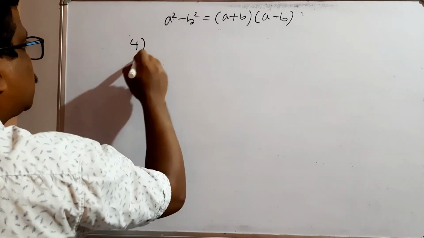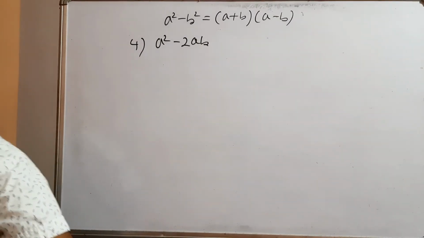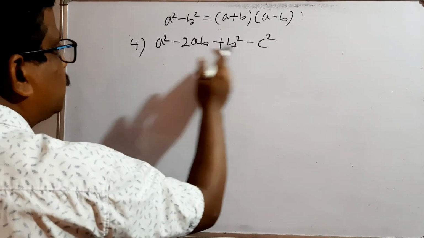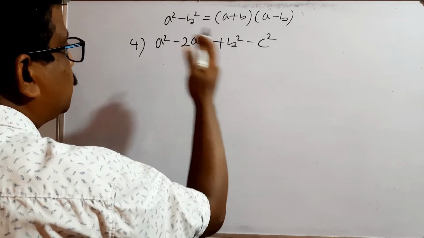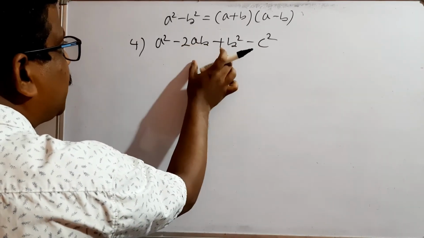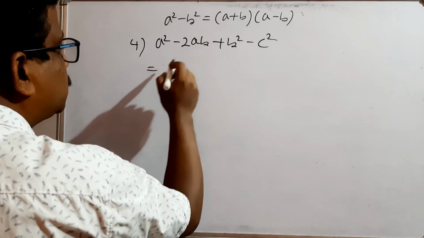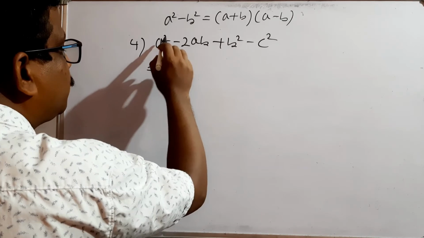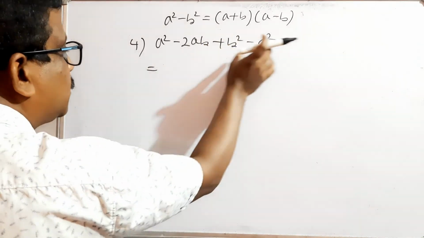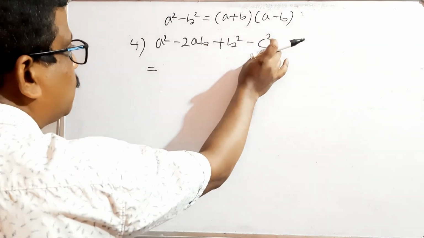Suppose another one I am doing. Question number 4: a square minus 2ab plus b square minus c square. Here also you see there is no common factor, so the first method we cannot use. Second method, by making groups. If we make groups of two terms, nothing common we can get. So what to do? Make the group not by taking two terms, but by taking 3 terms here and only 1 term here.